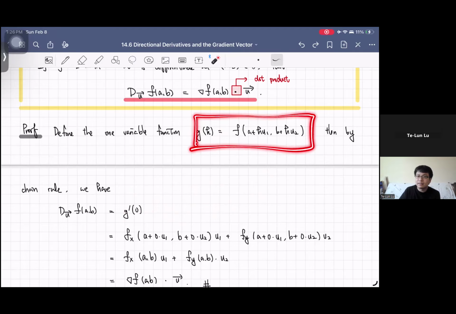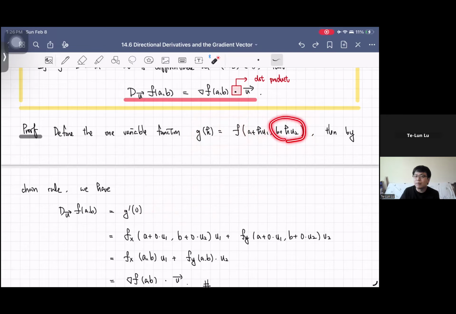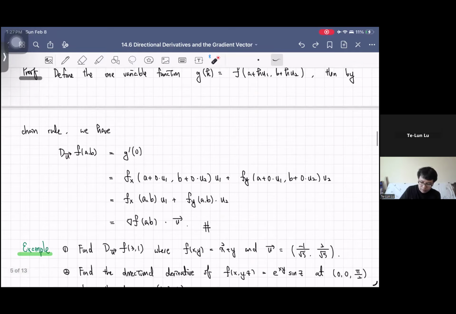But this can be regarded as a composition of functions, right? The first is x of h equals a plus hu1, and y of h equals b plus hu2. So by chain rule, we differentiate f in x first, and then we differentiate x by h, which gives you u1. And for the second term, you differentiate in y first, and then differentiate the y term by h. I plug in 0, so everything is evaluated at (a, b). And so you get fx(a,b) u1 and fy(a,b) u2.